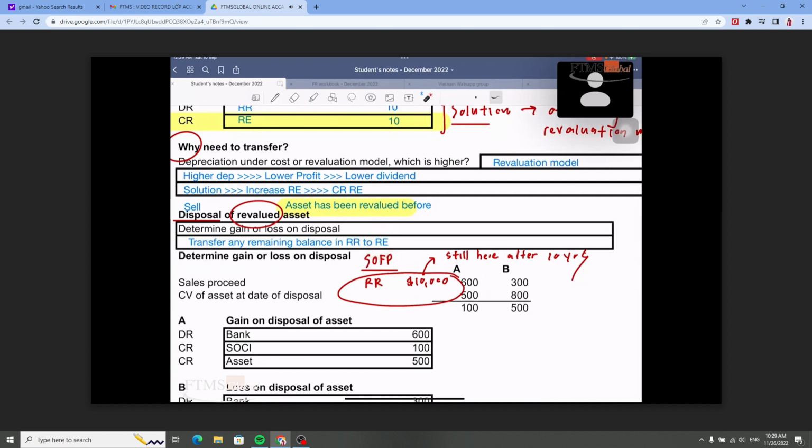Disappear. Can see? So that's why if your asset has been revalued before, and you still have any balance in your RR relating to this disposed asset, you need to pass this step. Transfer remaining balance in RR to RE. Hide, camouflage in your retained earning.